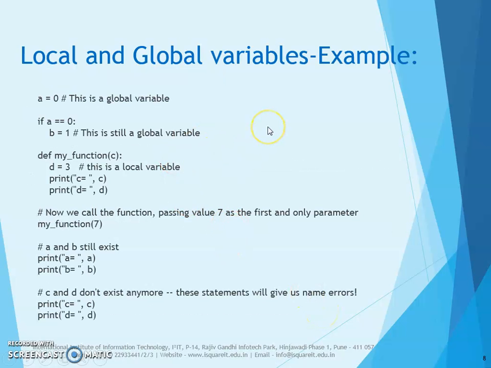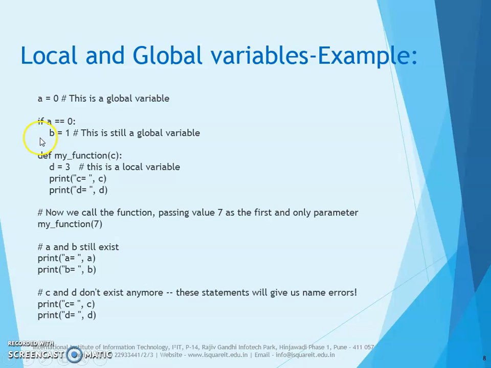Now we'll see where the local and global variables are used. Both the variables we have used here. We'll start with the first statement. We have written a is equal to 0. As it is written before this function definition, it is a global variable. So we are assigning a value. Now we are checking the condition: if a is equal to 0, then we are assigning b the value 1. As a is equal to 0, this is true, so b will be assigned 1.